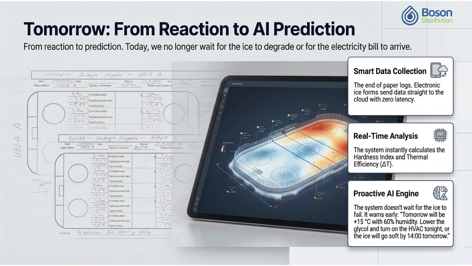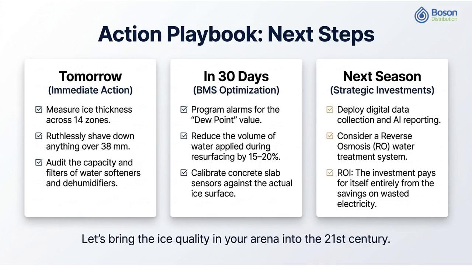The proactive AI engine doesn't wait for the ice to fail. It warns you early. For example, it might report, "Tomorrow will be +15 degrees Celsius with 60% humidity. Lower the glycol and turn on the HVAC tonight, or the ice will go soft by 2 p.m. tomorrow." To bring the ice quality in your arena into the 21st century, we have prepared this action playbook with concrete steps.